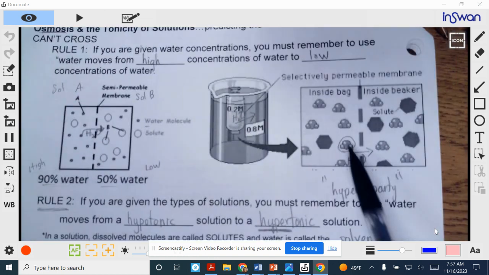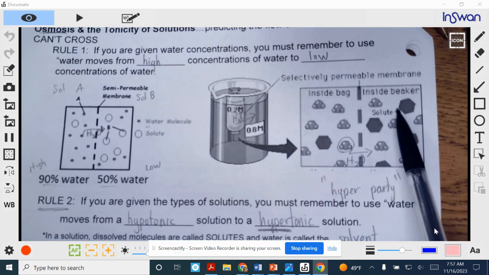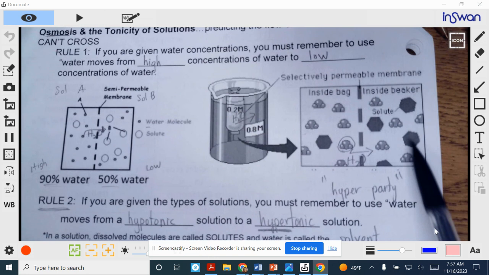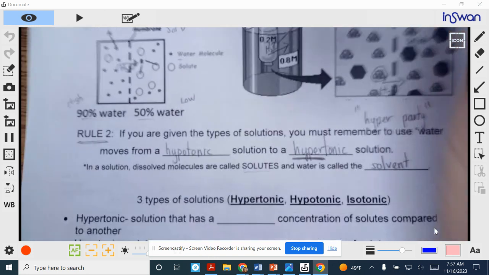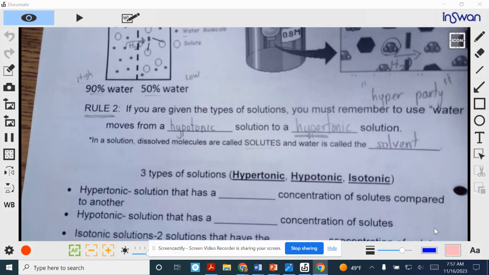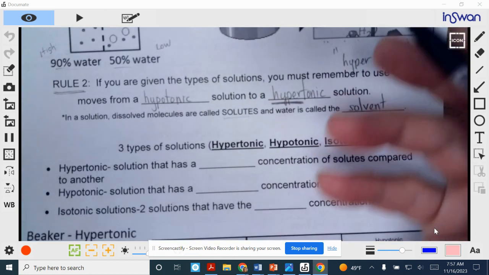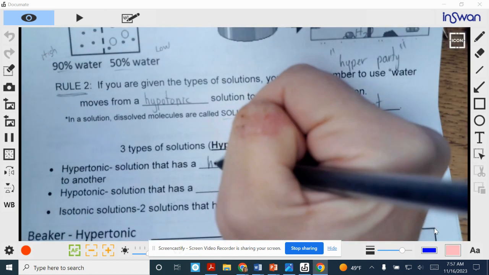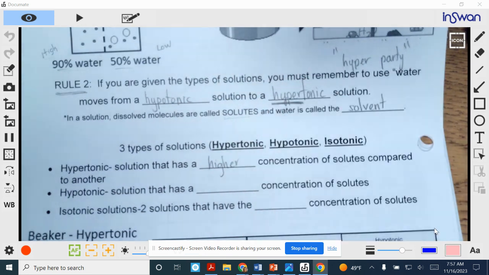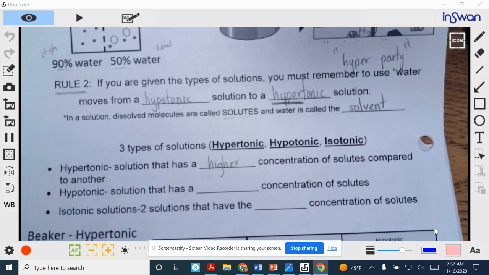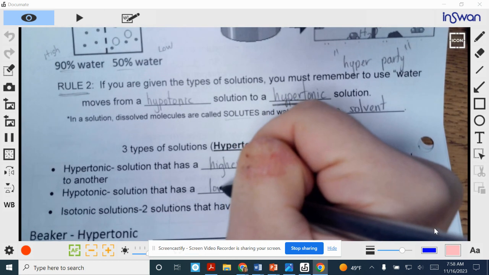Okay, so up here, we would have the solute, which is what's getting dissolved. And then this is water, it's the solvent, okay? The reason why we say a solution is hypertonic is because it's a solution that has a higher concentration of solutes in it compared to another. The hypotonic solution is the one that has the lower concentration of solutes.